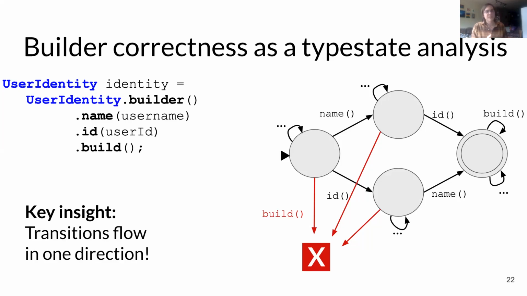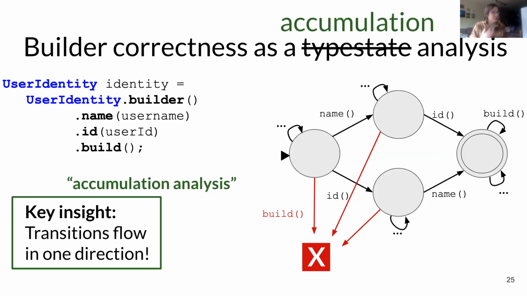But what we've noticed here is that these builder-derived finite state machines have a key property that is going to allow us to dispense with this alias analysis. And that's that transitions flow only in one direction. That is, there's no transition that takes us out of this build state. So once we're into this state where we can build, we can't get back out of it. And this leads us to the idea that we can devise a special case here. And in fact, we do have such a special case.